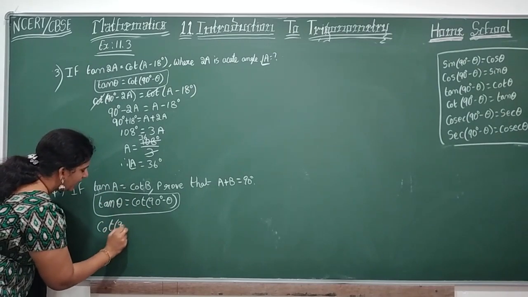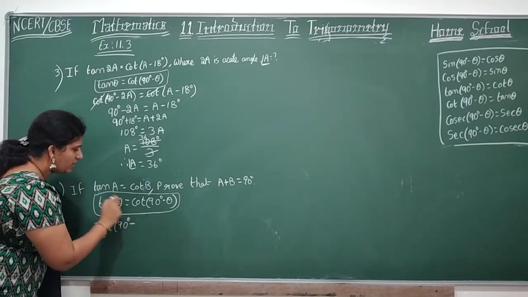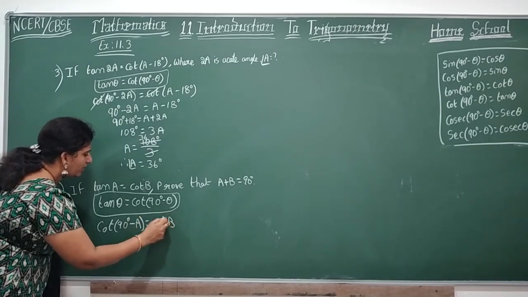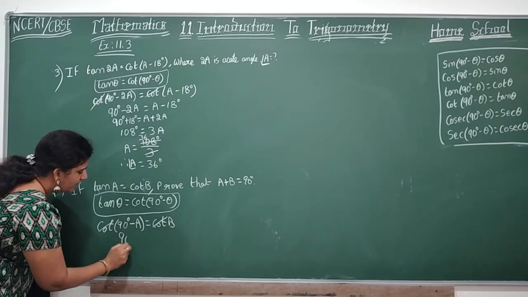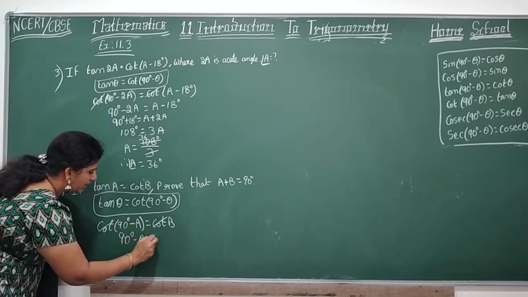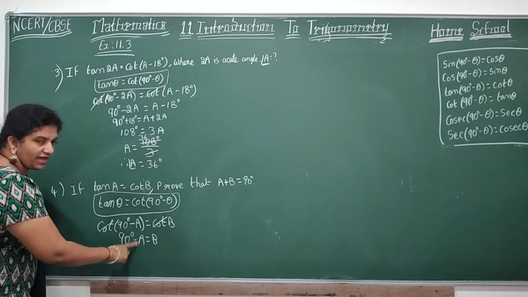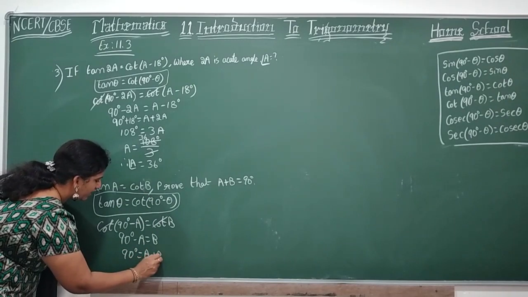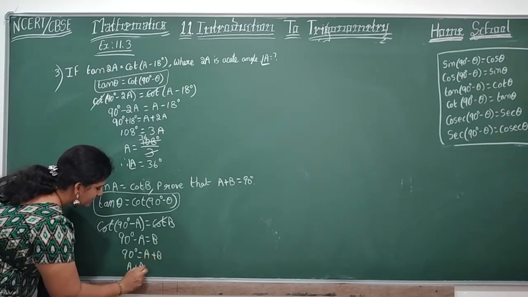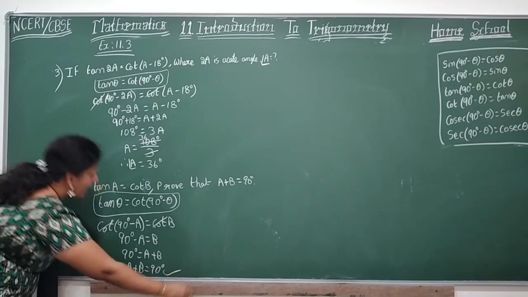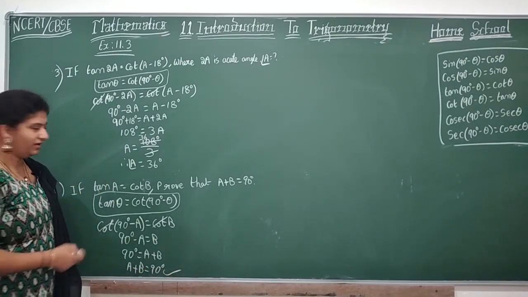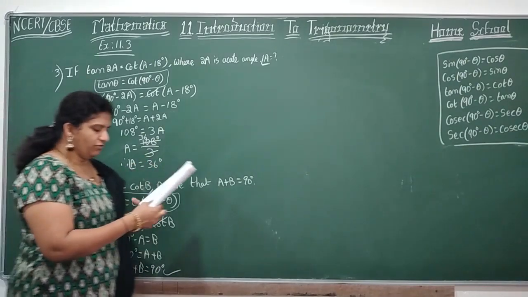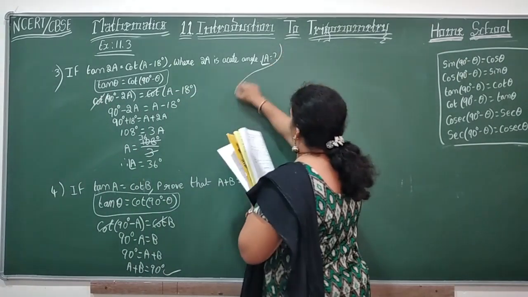Cot of 90 degree minus, what's the value you have here? A is equal to cot B. Cot cancel. 90 degree minus A equal to B. Okay, this minus A send other side. 90 degree is equal to A plus B, or A plus B is equal to 90 degrees. Hence, it is proved. That's it, right? They asked to prove, right? We already have done the proof. So, now, fifth question. Same similar pattern here.